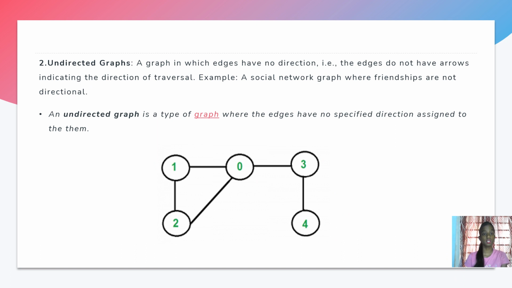Next we'll see what are undirected graphs. These are graphs in which edges have no directions. That is, edges do not have any arrows indicating the directions of traversal. For example, a social network graph where friendships are not directional. An undirected graph is a type of graph where edges have no specified direction assigned to them.